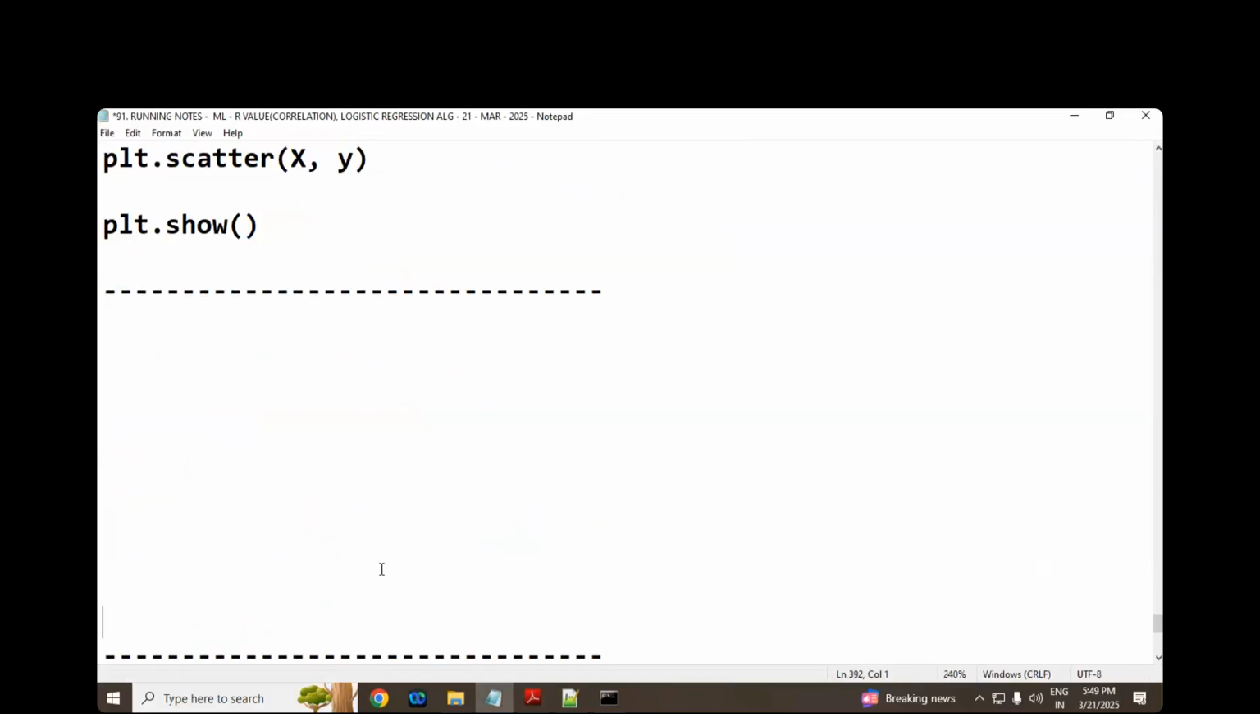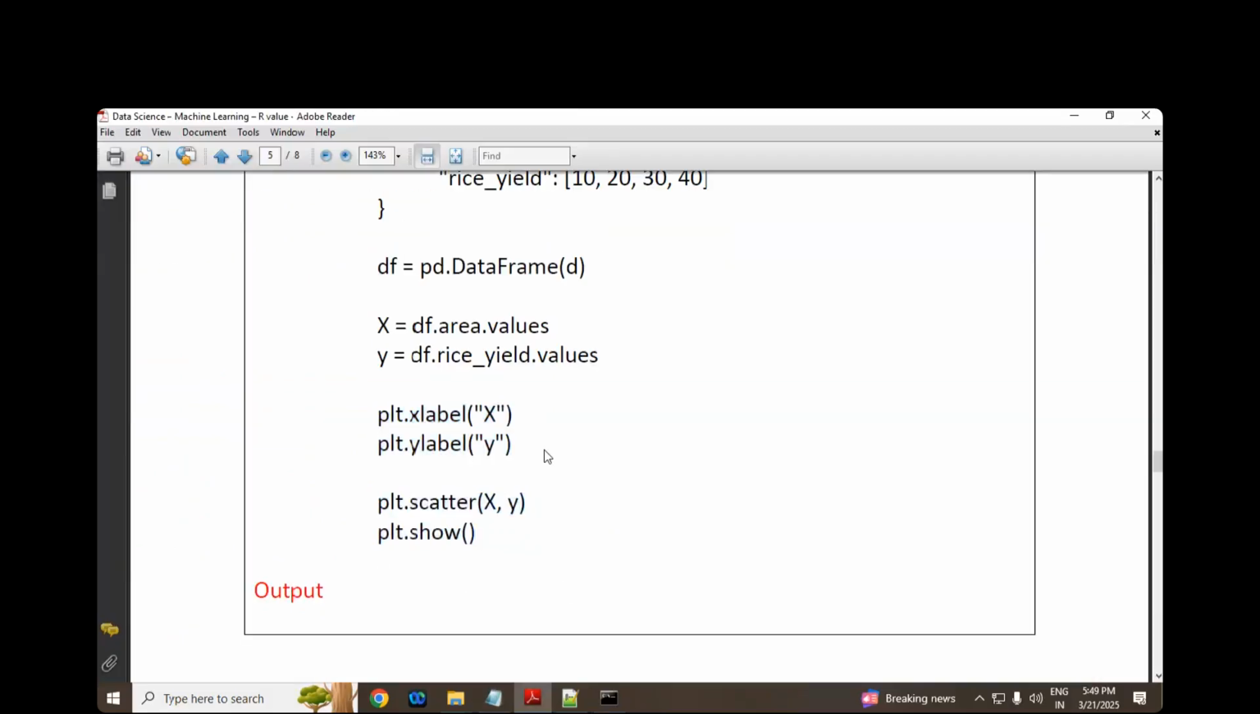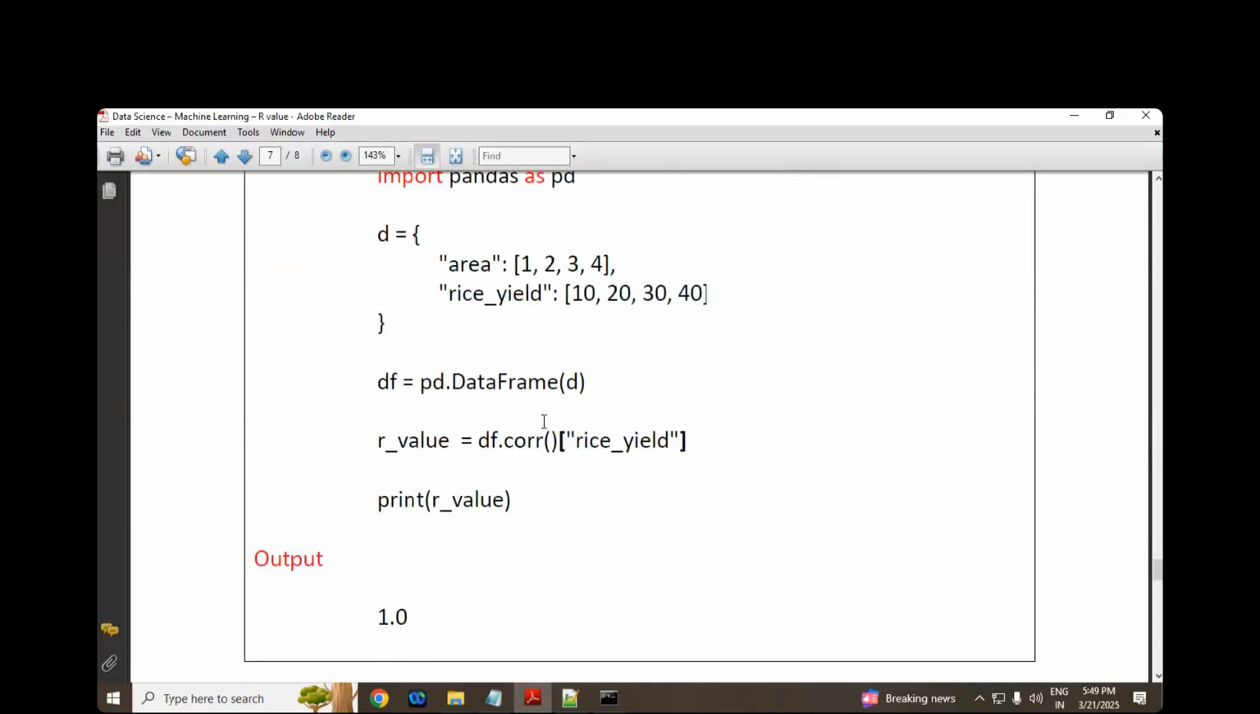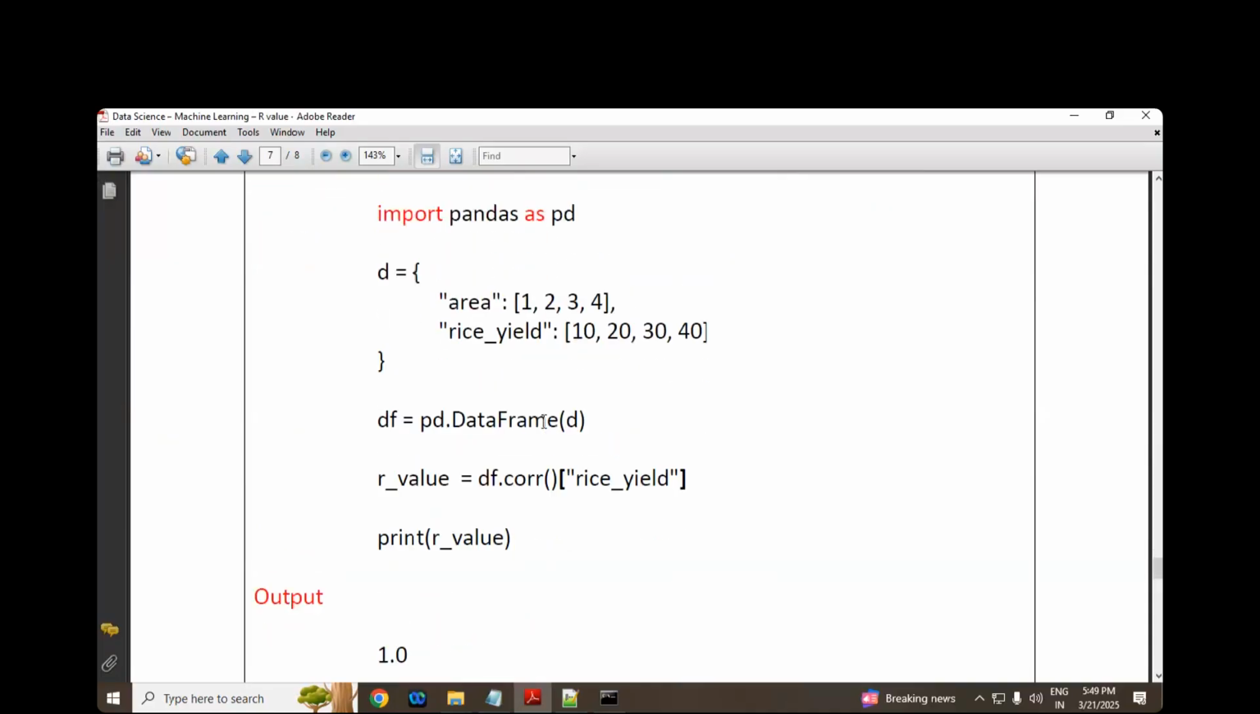Make a note on this. One small important point: inside the data frame, you have input and output. By using the data frame, there is one method called correlation. Pandas also follows the shortest notation, corr.